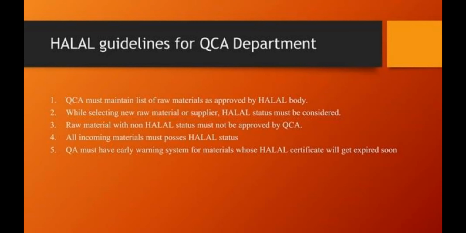The QCA must maintain the list of raw materials as approved by the halal body. Any raw material with a non-halal status must not be approved by the QCA. While selecting a new material or a supplier, the halal status must be considered. QCA and QA, both departments, check whether the halal certification will expire soon, whether the product is near expiry, or whether it is expired, and other things which are not according to the halal guidelines should be removed and corrected.